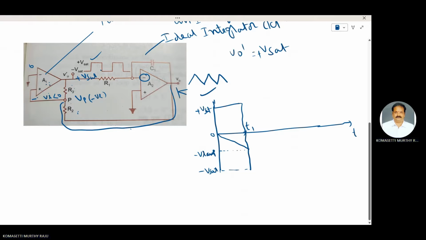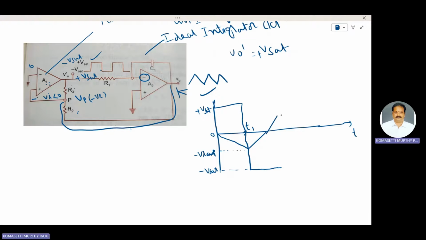During the time T1, when the output of A1 is at minus V set, the output of A2 increases in the positive direction. Minus V set means a negative going step. Whenever a negative going step is applied to an integrator, the output of A2 is a positive going ramp. The output of A2 increases in the positive direction, like that.